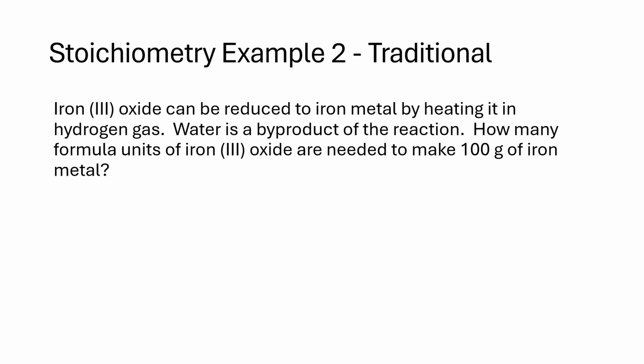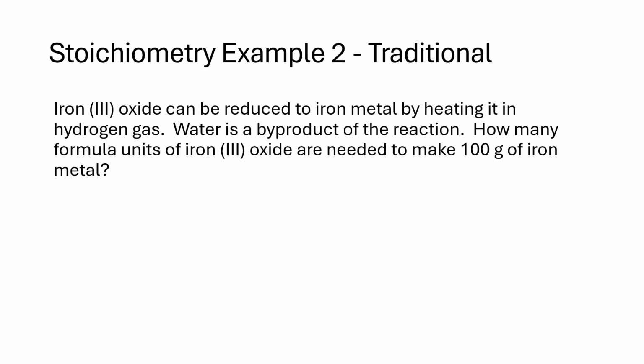For our next example, once again, we're going to have to practice a little bit of nomenclature, and we are going to have to write a balanced chemical equation to get started. Iron 3 oxide can be reduced to iron metal by heating it in hydrogen gas. Water is a byproduct of the reaction. We're going to have to figure out how we write the chemical formula for iron 3 oxide.